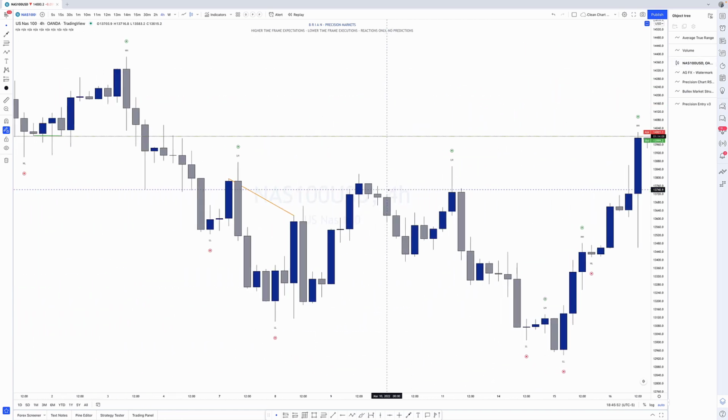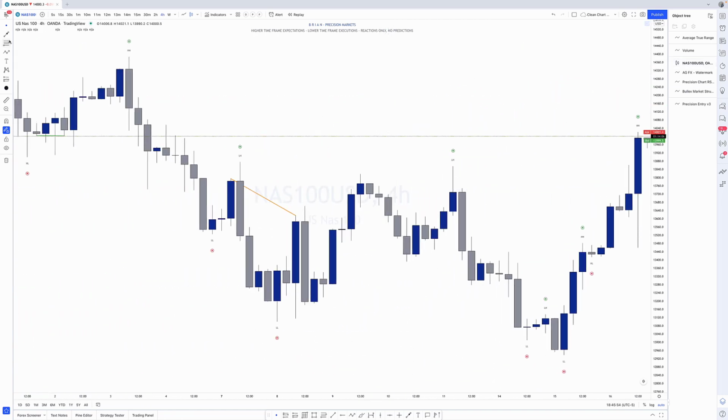All right, so I'm gonna zoom here. So what happened here? Price ends up coming, and this was a higher low. Price ends up coming and it broke this candle right here. So this candle broke it.